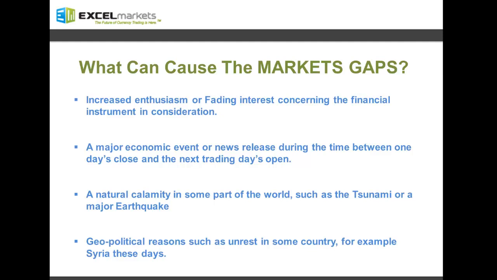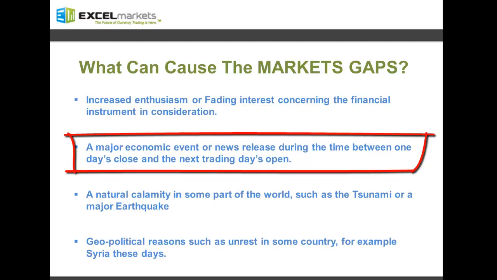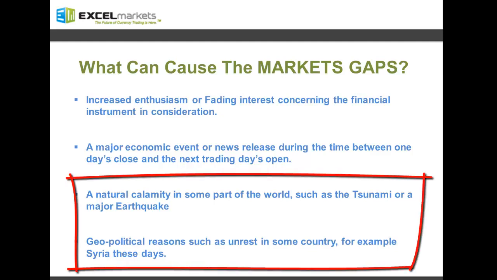There are a lot of things that can cause the markets to gap up or down, such as an increased enthusiasm or fading interest concerning the financial instrument in consideration, a major economic event or a news release during the time between one day's close and the next day's open, a natural disaster in some part of the world, or for geopolitical reasons such as the unrest in some countries.